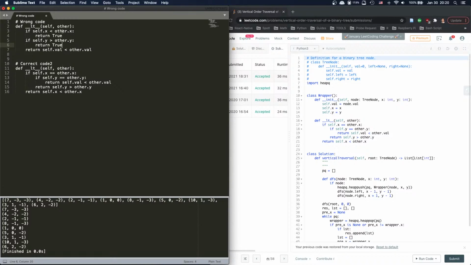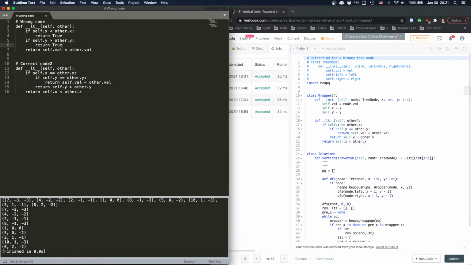So here is my initial wrong implementation. I compare on the x value first. If self.x is smaller than the other one's x, then we return true. This is correct, right? Because if the current wrapper's x coordinate is smaller than the other one, then it should go first, which is true.